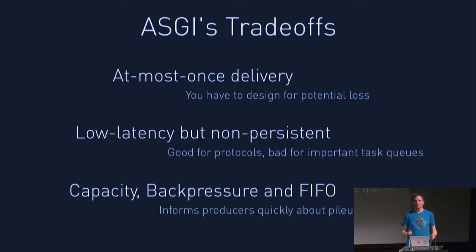It is also very low latency. Generally, the end-to-end latency of channels is around 1 or 2 milliseconds. This is great for real-time stuff and protocols like WebSockets and services. It's quite bad for things like task queues. If you have a queue of things that must get done but quite slowly, you want Celery. You do not want channels or ASGI.